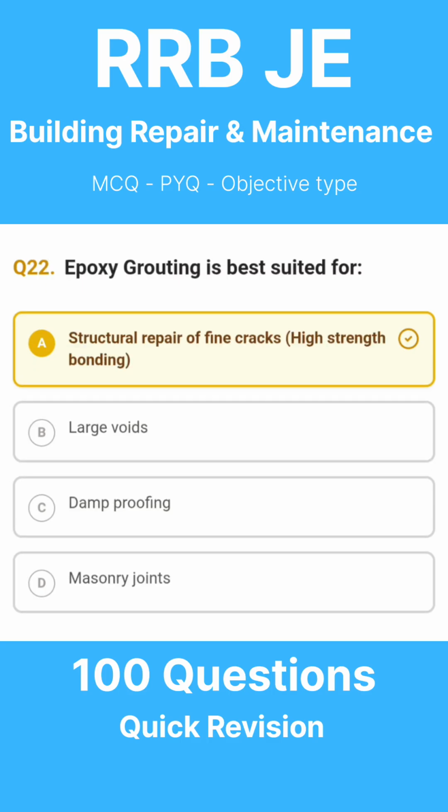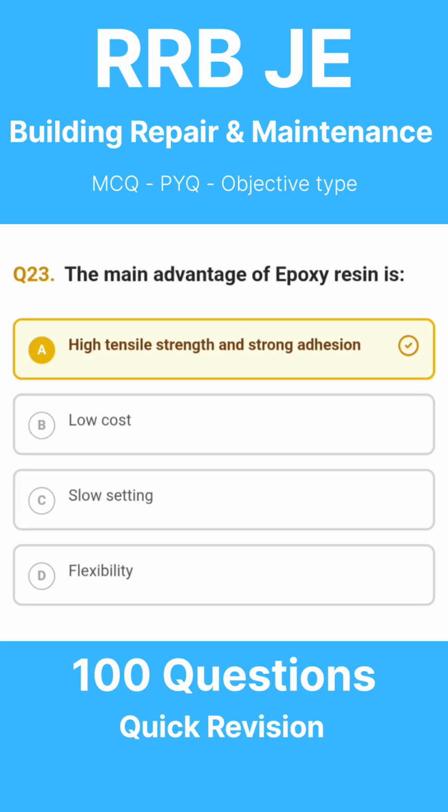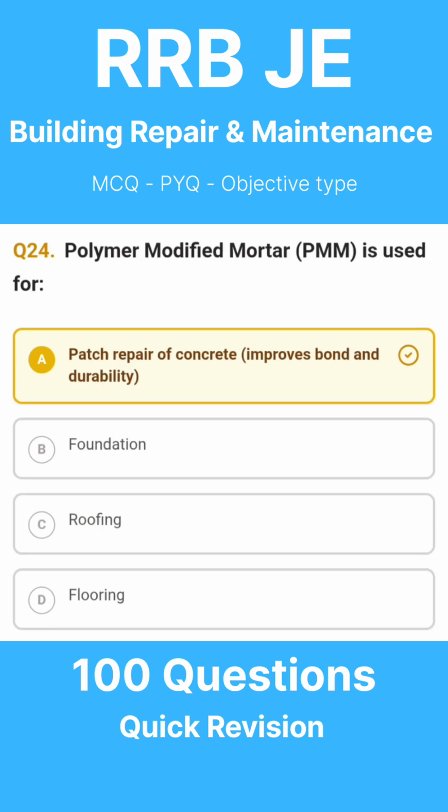Question 22. Epoxy grouting is best suited for. The correct answer is structural repair of fine cracks, high-strength bonding. Question 23. The main advantage of epoxy resin is. The correct answer is high tensile strength and strong adhesion. Question 24. Polymer modified mortar (PMM) is used for. The correct answer is patch repair of concrete, improves bond and durability.